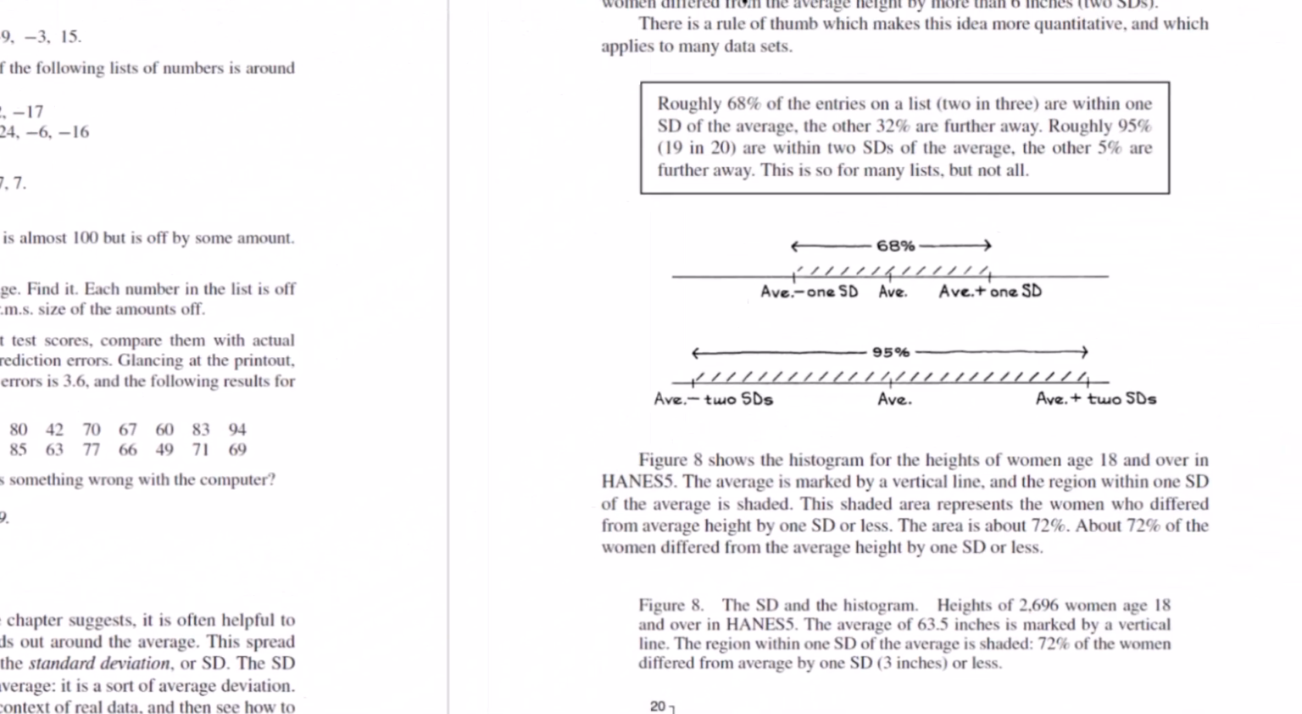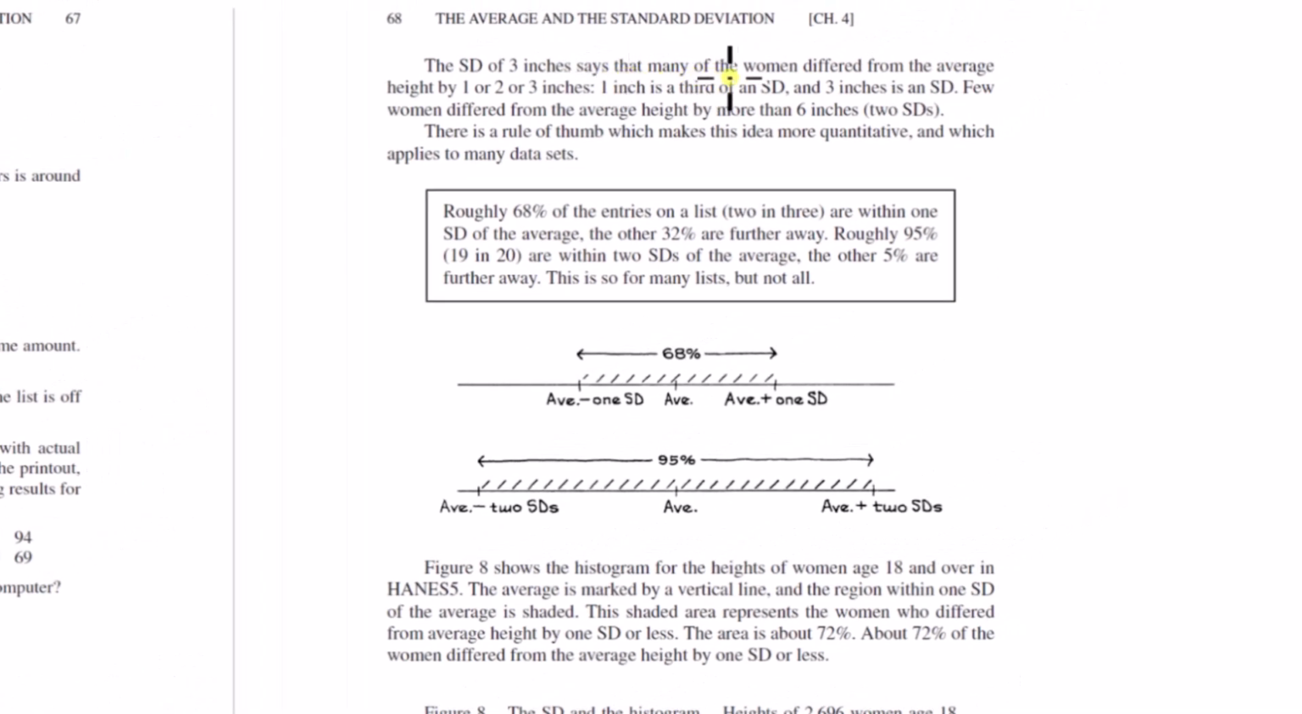The standard deviation of 3 inches says that many of the women differed from the average height by 1 or 2 or 3 inches. 1 inch is a third of a standard deviation. 3 inches is a standard deviation. Okay, so again, in this section, we're just thinking about the idea of standard deviation. We're not talking about how to calculate it. So this is a really important section to understand the concept of the standard deviation.